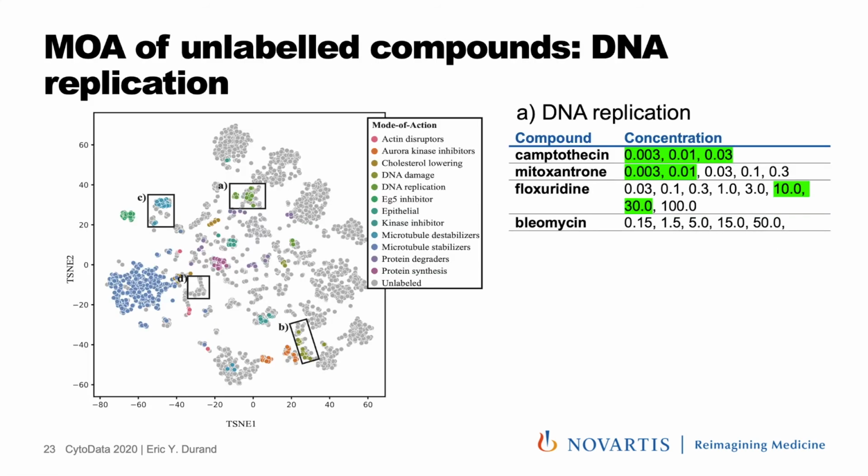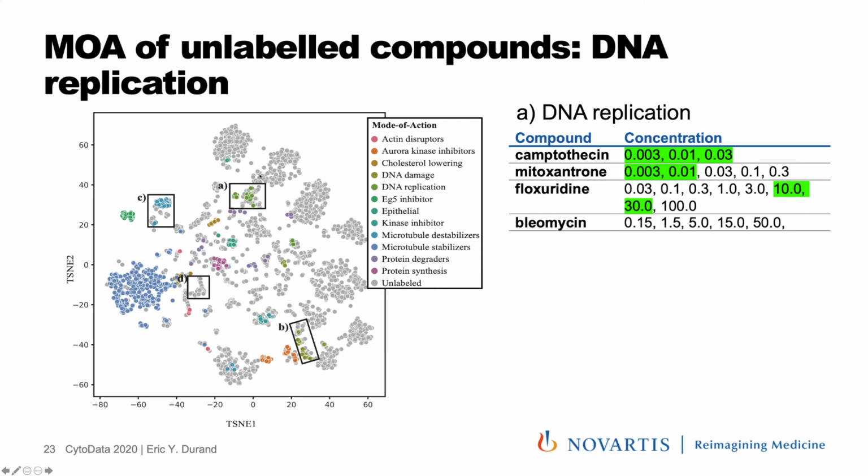But again, most interestingly, you can use an unsupervised technique to predict the mode of action of unlabeled compounds. So here on the left, you see a t-SNE plot of the entire dataset, where embeddings are colored by their mode of action, and in gray you have all the unlabeled images. And we picked 4 clusters in this dataset.